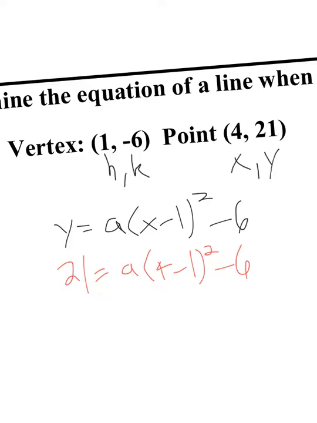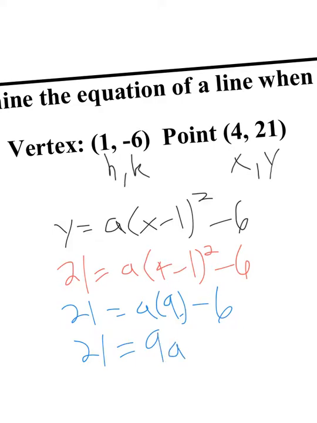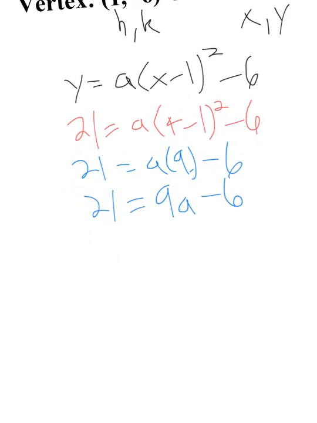So, anyway, I am looking at 21 equals a times 4 minus 1 squared minus 6. So, let's simplify. I have 21 equals a times 4 minus 1 squared is 3. 3 squared is 9. So I'll put a times 9 minus 6. So let me rewrite that so it looks a little neater. A times 9 is 9a. 9a minus 6 can't combine because 6 doesn't have an a with it. So what should I do? I should add 6 to the other side.